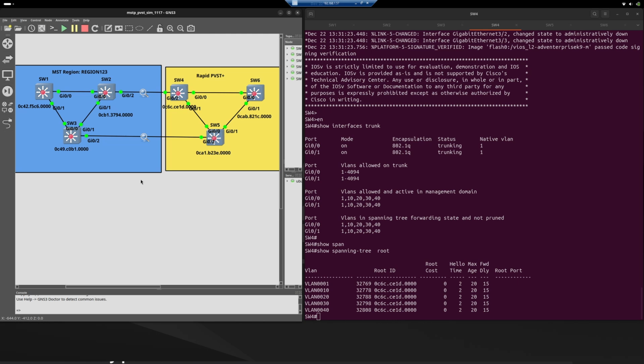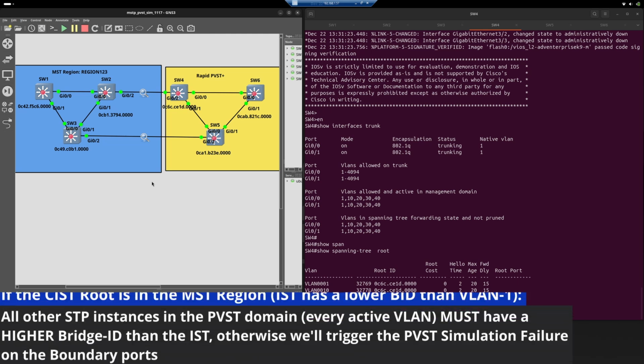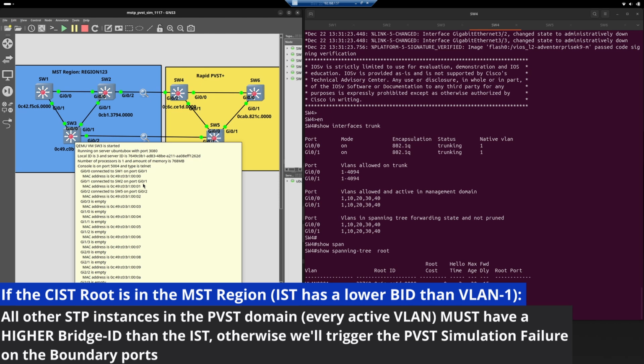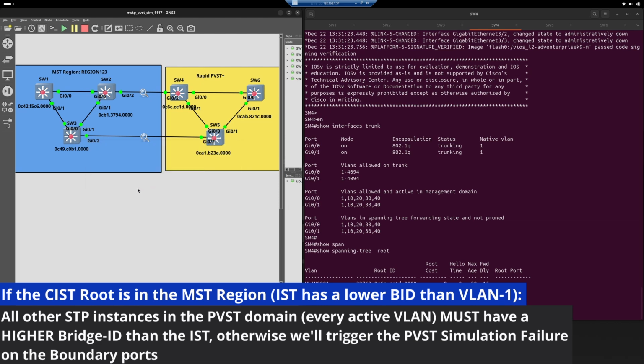And if the CIST root is in the MST domain, all the other STP instances in the PVST domain, so VLAN 2, 3 and above, must have a bridge ID higher than the CIST root. Otherwise, we will encounter the PVST simulation failure. And G0/2 on switch 2 and G0/2 on switch 3 will turn into the blocking state.